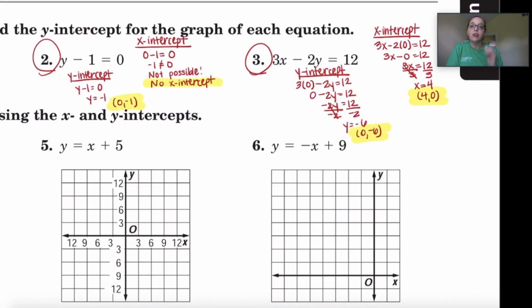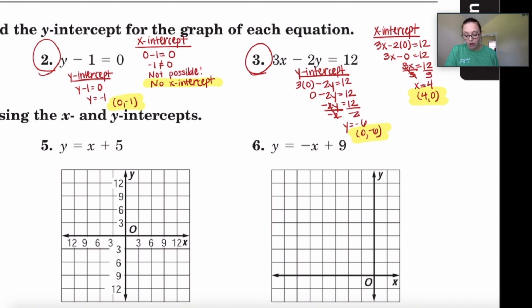All right, so here are the solutions for number 2 and number 3. Number 3 was pretty much straightforward, but number 2 you might have had some difficulty with. For example, when you're trying to find the x-intercept in number 2, you substitute a 0 in place of y. When we do that, we get 0 minus 1 equals 0, which it doesn't. So this means it's not possible. In other words, there is no x-intercept. So when I graph this equation, it will not cross the x-axis.